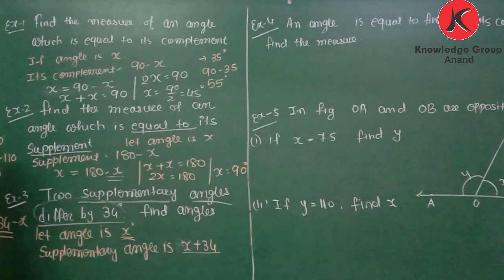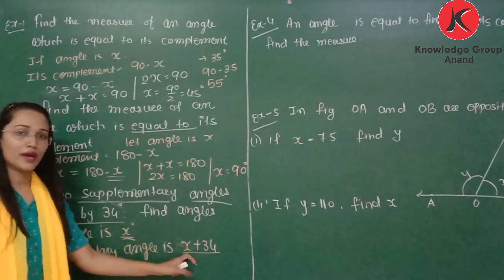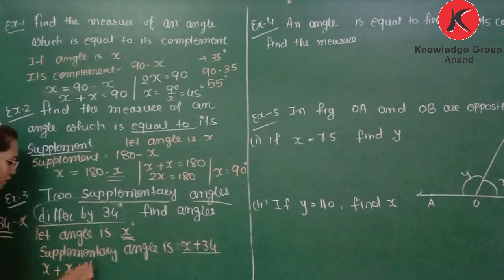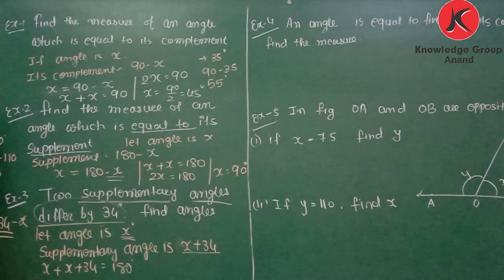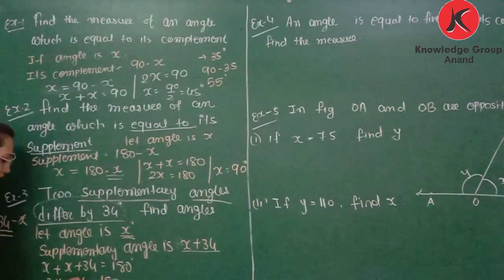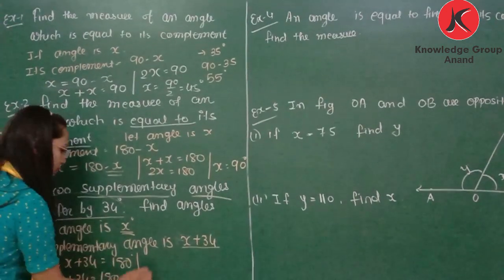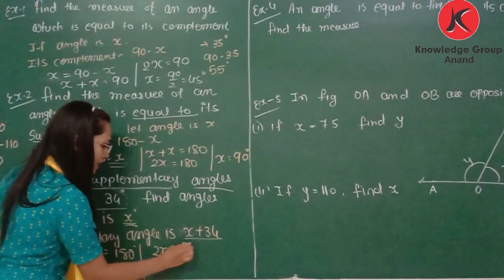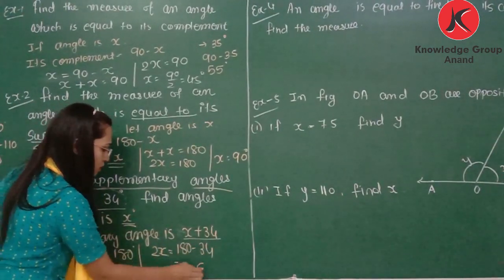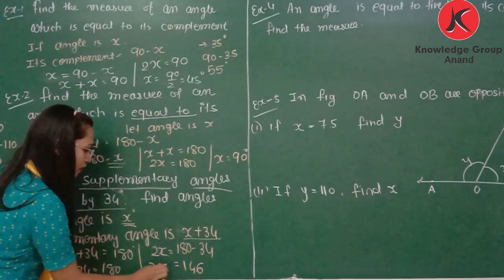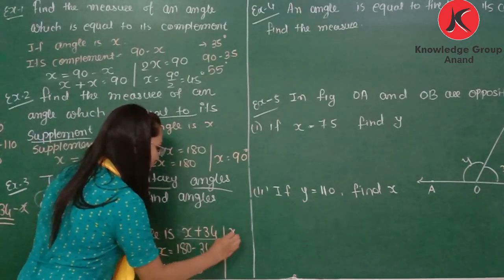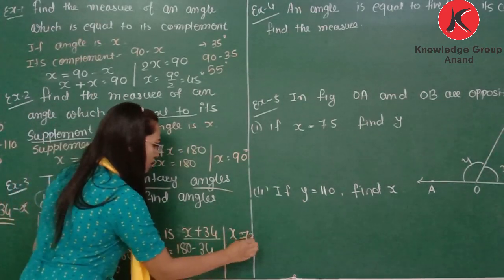Now they are supplementary. Supplementary means the sum of these two angles is 180. So we can write x plus x plus 34 is 180. So 2x plus 34 is equal to 180. Now take 34 to the right side. x plus x is 2x is equal to 180 minus 34. Perform the subtraction. 146. Now 2 will be in a divide. So we get x is equal to 73.